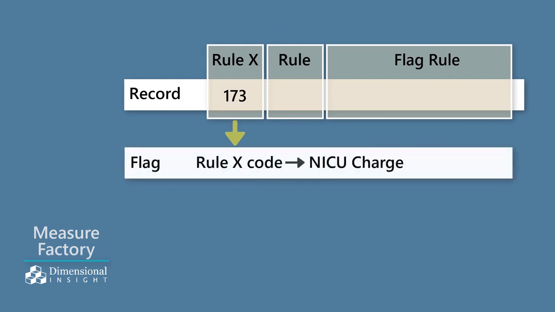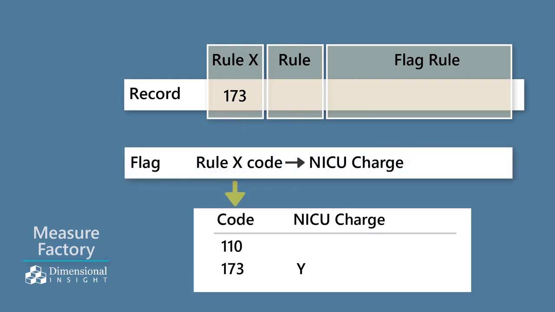A flag rule gets information from a flag table by matching a certain value from each transactional record with a value on a row of the flag table. When a match is found in the flag table, the Boolean value associated with that row of the table is returned to the transactional record.